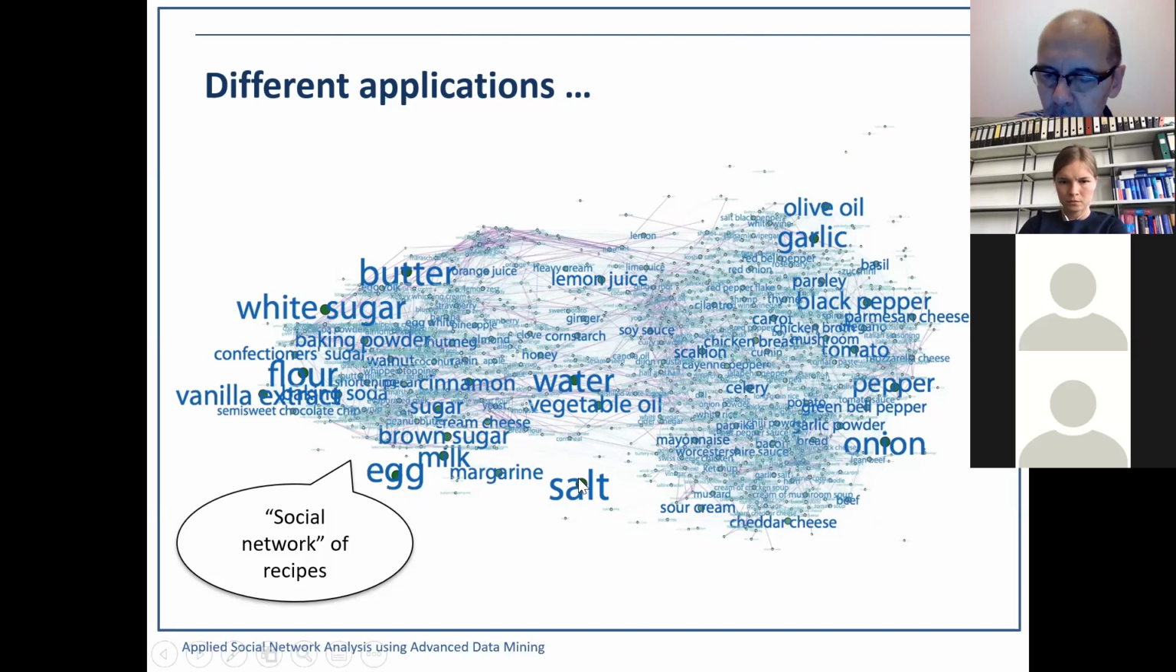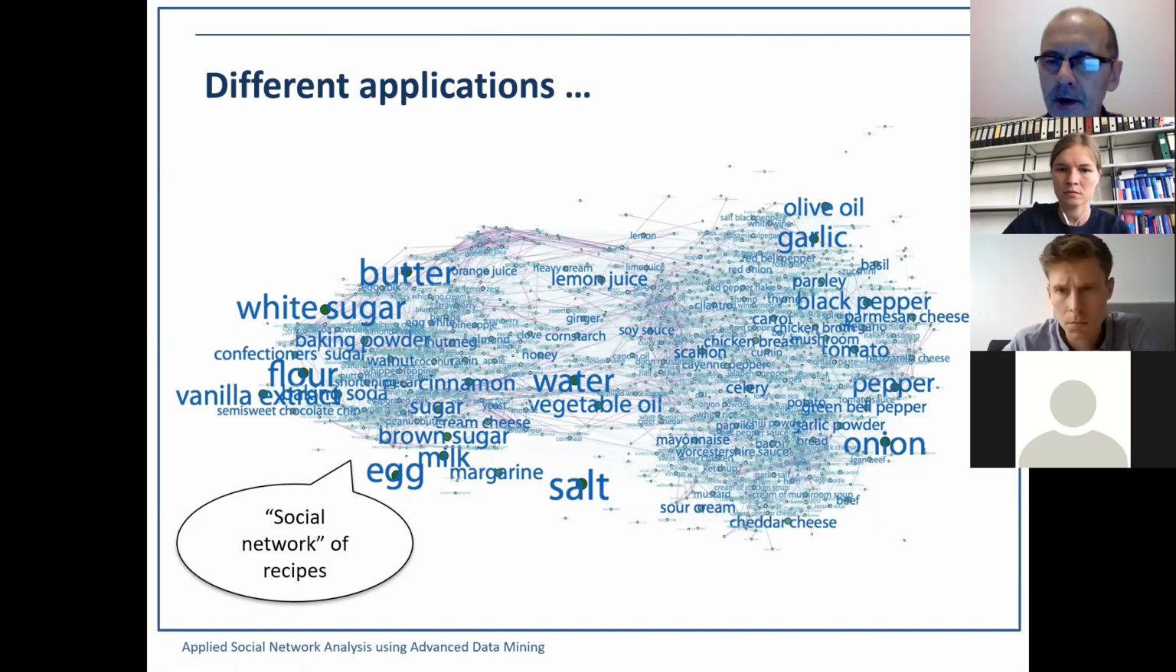Now we can see here there is one node, it's called salt. There's another node which is called onion, another node which is called butter, and there are links among those nodes. Any ideas? How can we define a link in this social network? Some cooks among you? Maybe as a combination of 2 ingredients in a recipe. Very good, very good. So if 2 ingredients go together in one recipe, then we establish a link between those 2 ingredients.